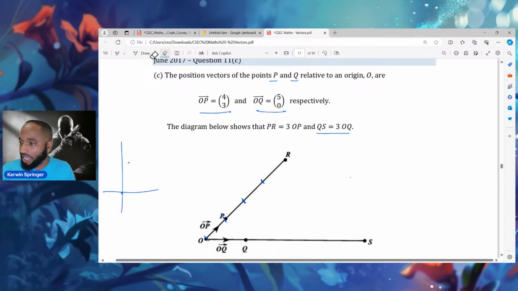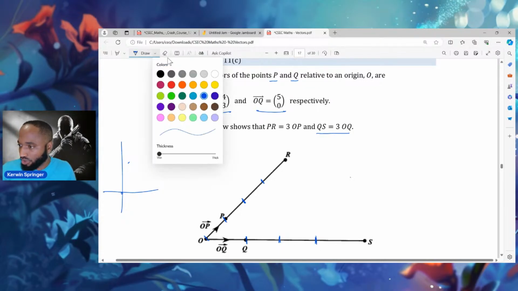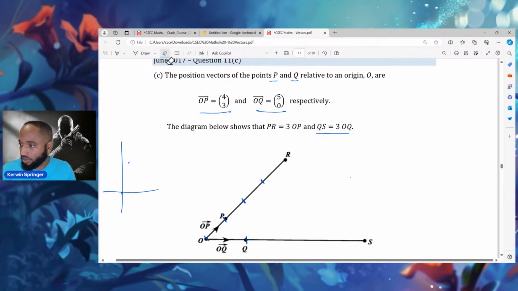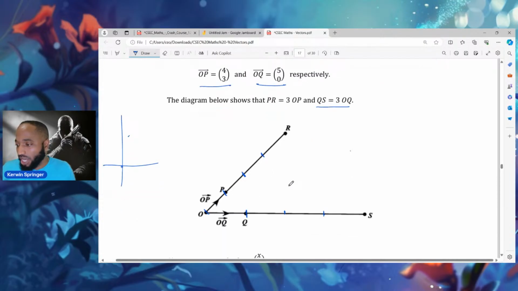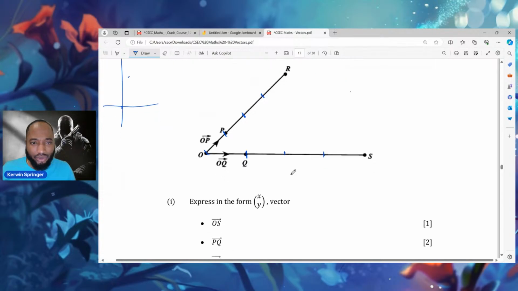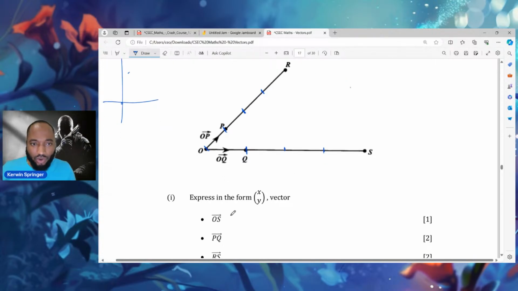So this entire thing is like 4 parts here as well. It's not drawn to scale. See that? QS is 3 of the OQs, so it's really 4 parts. I immediately do that because I know I will have to do something like that in the question. So express in the form XY OS.